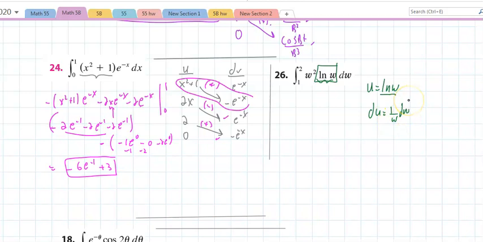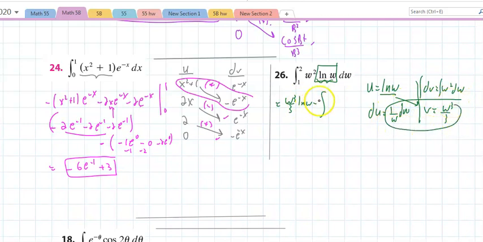And I noticed that didn't work. Well, if that doesn't work, then integration by parts. dv is w squared dw, and if you integrate, v will be w cubed over 3. This is going to be u times v minus the integral of v du. If I multiply those, I'll get a third. w cubed over w is w squared dw, and that would be w cubed over 3 natural log of w minus 1 third, add 1 to the power, divide by that, evaluate it from 1 to 2.